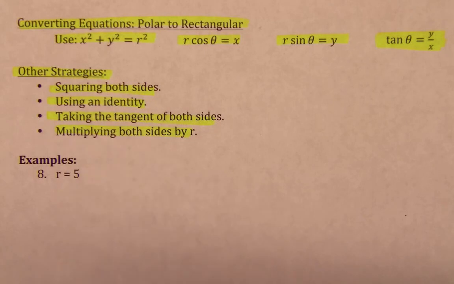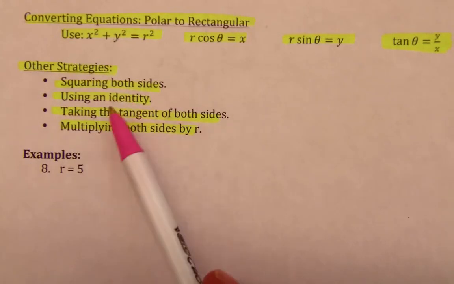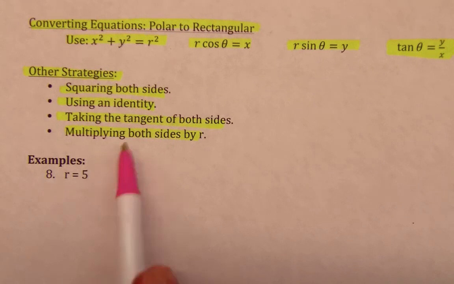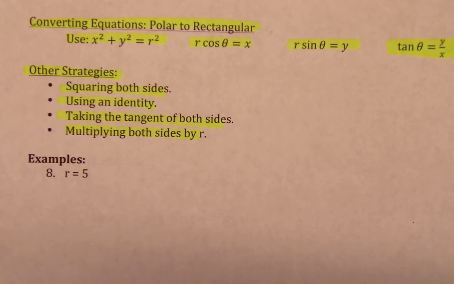We can try squaring both sides. We can use an identity. We can take tangent of both sides, and we can multiply both sides by r. Those are the tools that we're going to have at our disposal here.